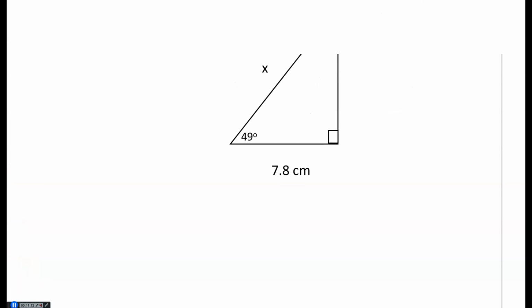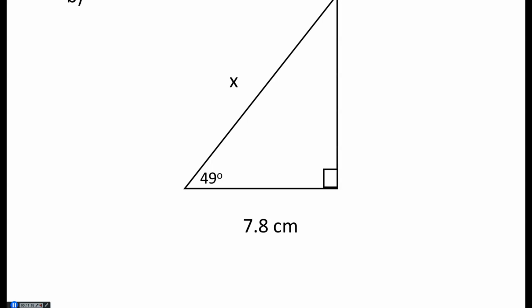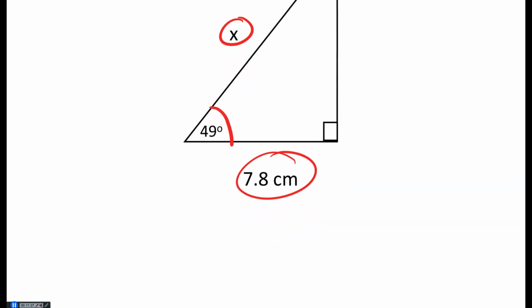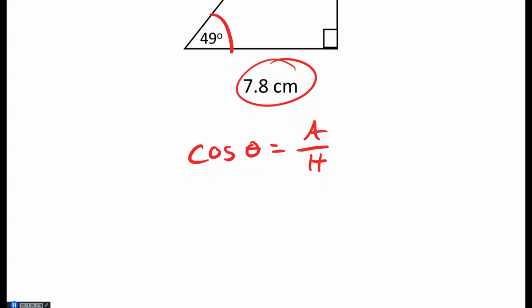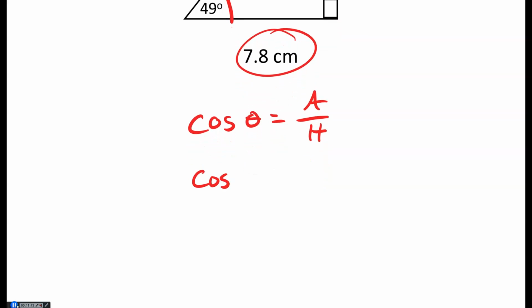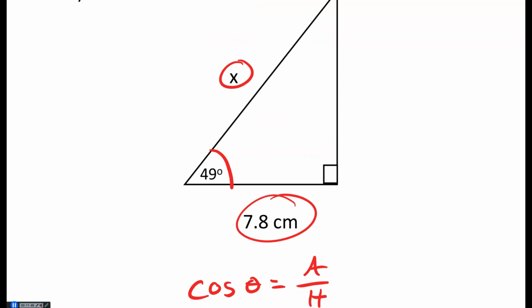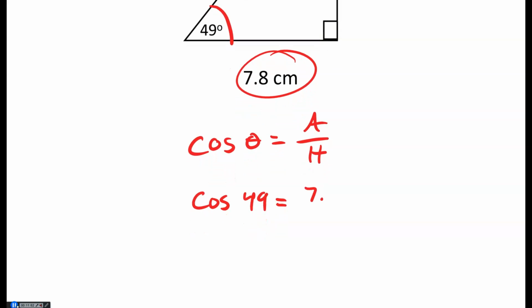Over to this triangle here, again, we have a right triangle. We have an angle of 49. We have one side, which is 7.8, and we have our hypotenuse, which is x. So we know one leg, and we don't know our hypotenuse, which is x. We'll use the cos ratio, so cos theta equals adjacent over hypotenuse. We have cos with an angle of 49 equaling, well, we don't know our hypotenuse, and we know our adjacent. So we have 7.8 over our x.